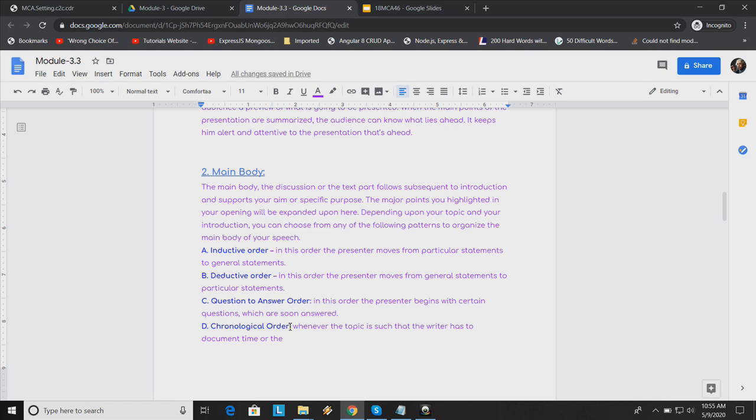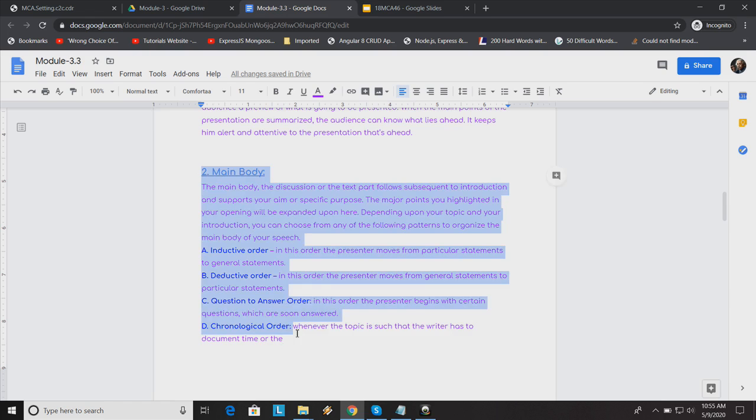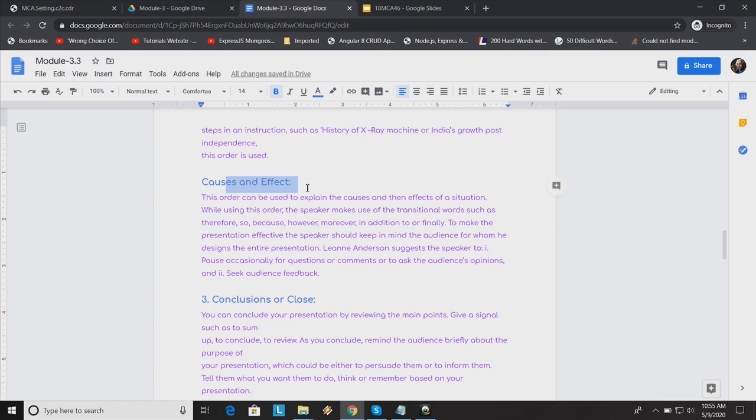Chronological order is self-explanatory: you can start from the introduction, main body, then questions, then finishing up. So this is the main body. Next, cause and effect. This order can be used to explain the causes and then effects of a situation. While using this order, the speaker makes use of transitional words such as therefore, so, because, however, moreover, in addition, or finally. So when you try to explain, you can use effective words like because, however, therefore.